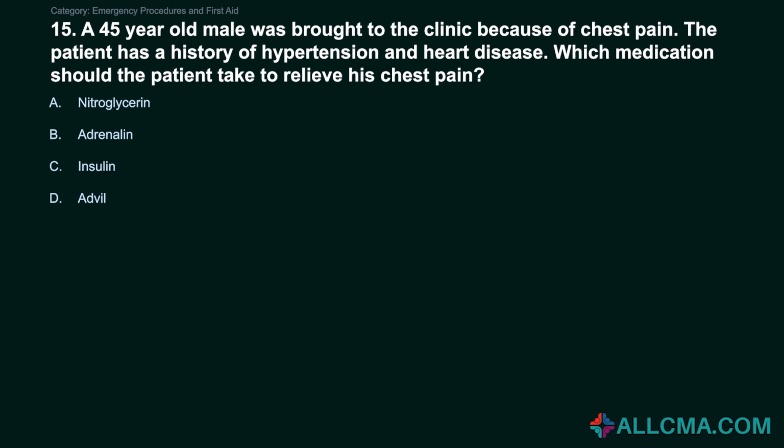15. A 45-year-old male was brought to the clinic because of chest pain. The patient has a history of hypertension and heart disease. Which medication should the patient take to relieve his chest pain? A. Nitroglycerin. B. Adrenaline. C. Insulin. D. Advil. Correct answer: A. Nitroglycerin.